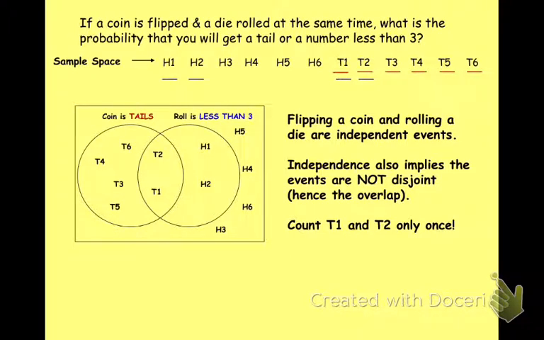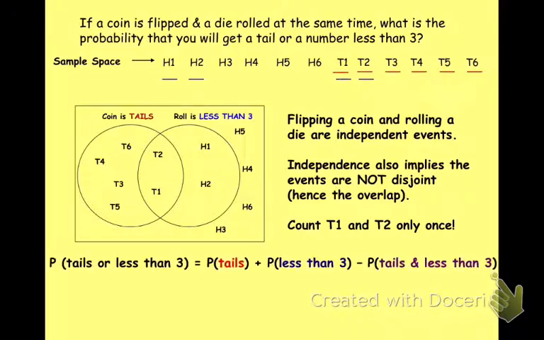So flipping a coin and rolling a die are independent. Independence also implies the events are not disjoint, hence the overlap. So you only count T1 and T2 once. And that's how I did it mathematically.